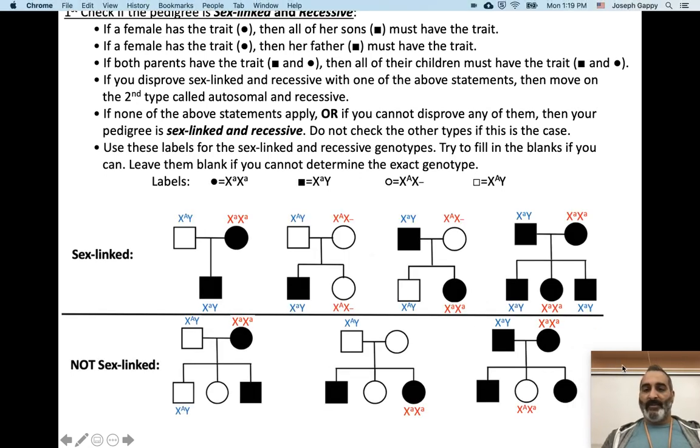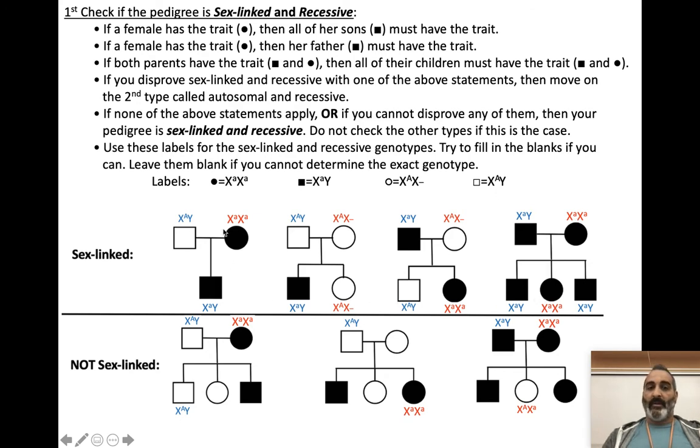Here are the labels. All these genotypes have been done for us. I did them for you. All I did is take this information here and copy it onto my pedigrees. So look at this one. Empty square, X capital A, Y. Circle shaded in, X small a, X small a. Square shaded in, X small a, Y. Square not shaded in, X capital A, Y. Circle not shaded in, X capital A, X blank.